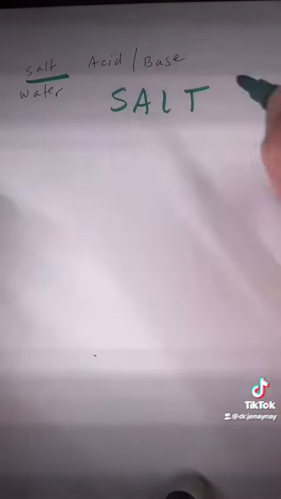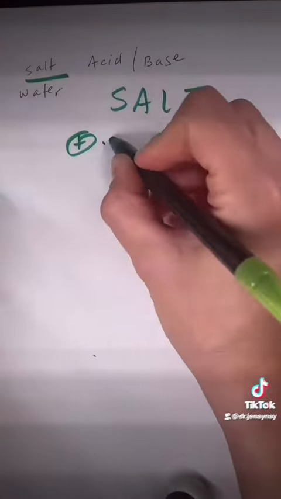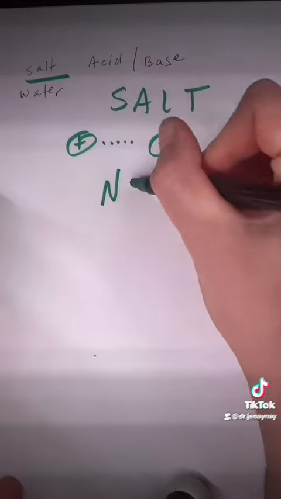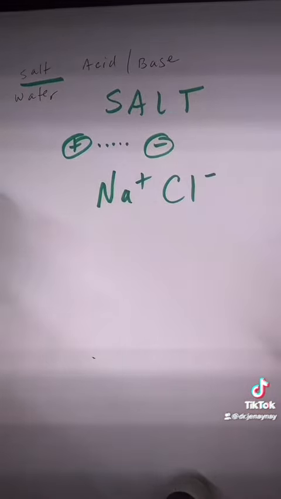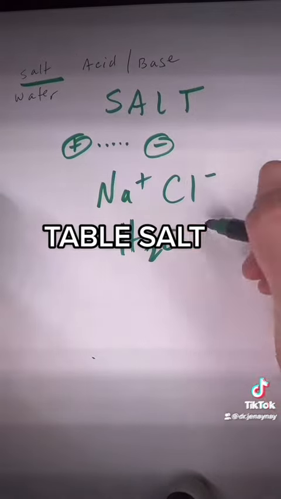All right, salt is first. Did you know that salt is actually a chemical term? It's when a positive and negative ion bind together to make a neutral compound. The most common example is table salt, sodium chloride. Na means sodium, Cl means chloride.